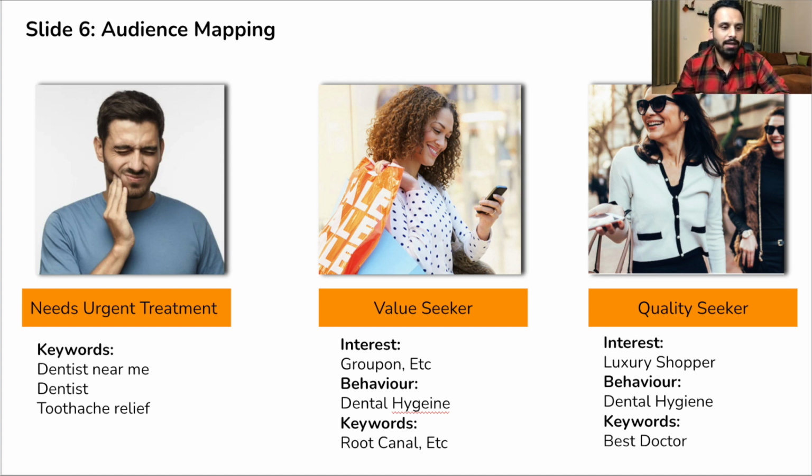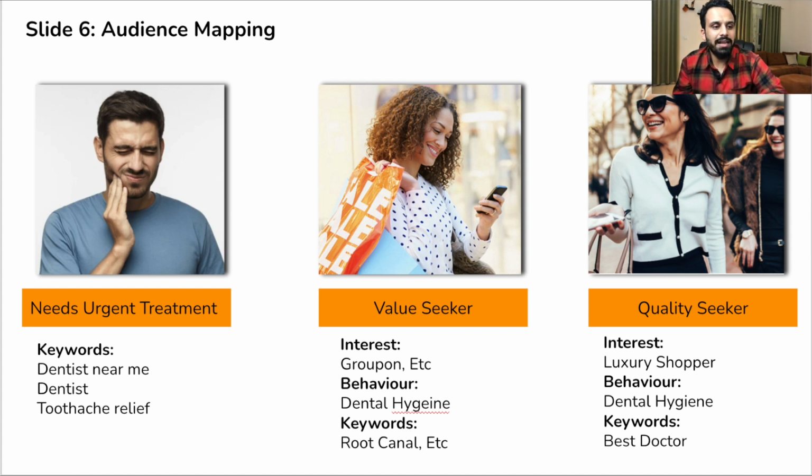And then there are value seekers, who have shown interest in the last few days to visit a dentist, but they are value seekers. They search for keywords like costs for root canal and stuff like that, but their interest is dental hygiene. And then there are quality seekers, who do not care about the cost, but they look for keywords like best doctor, or you can target them on social media platforms by checking their purchasing or shopping behavior, if they usually interact with luxury brands. So for this dental clinic, these are the three personas we will target.